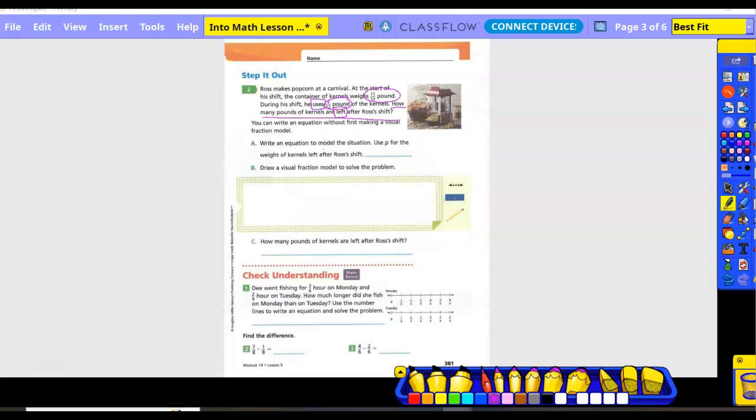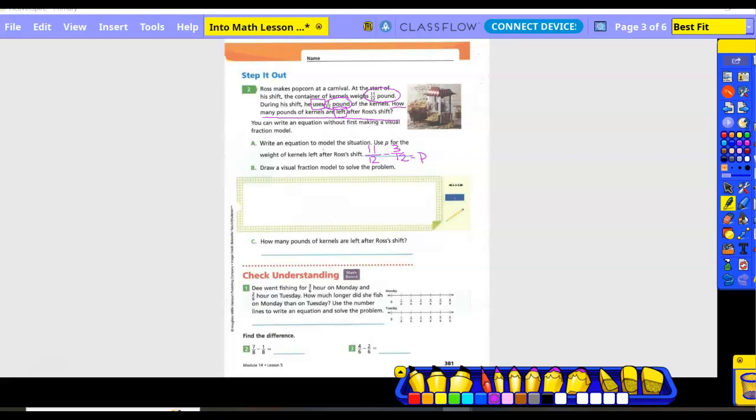Uses. And that tells me I'm going to what? Subtract. Write an equation to model the situation. Use P for the weight of the kernels left. I'm going to do what, guys? What did I start with? 11/12 minus what? 3/12 gets me how much of a pound left? So P for pound, right?